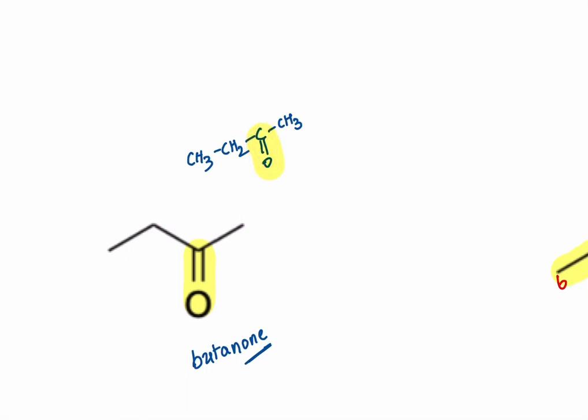So you have to number in this direction. 1, 2, 3, 4. Instead of numbering from left to right, you have to make sure that this carbonyl group gets the lowest possible number. So this should be 2-butanone. Okay. Or you can also write this as butan-2-one. That would also be a proper name for this compound.